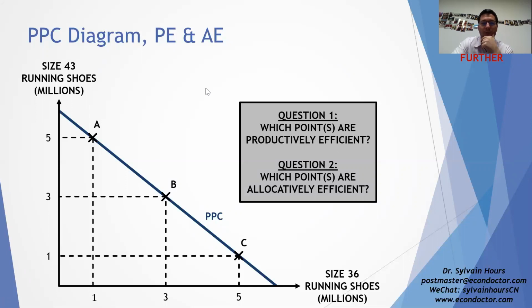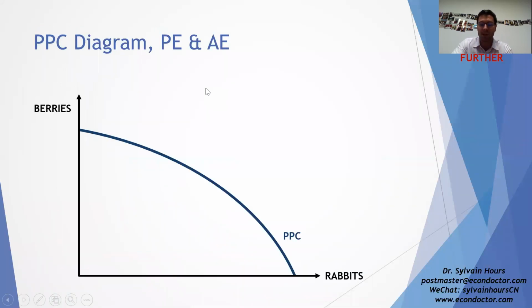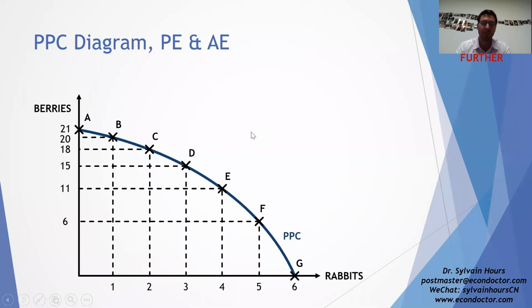To find out, we can use the next example, which is about berries and rabbits. So you are in the forest, and you can hunt rabbits, and you can collect berries. So here's my production possibility curve. Same thing, which one of them are productively efficient? All of them, no problem. Which one is allocatively efficient? I don't know.